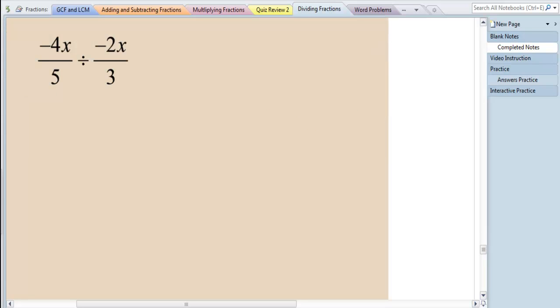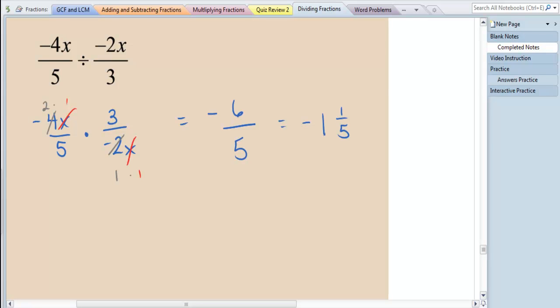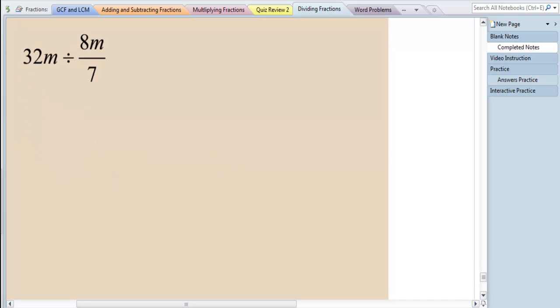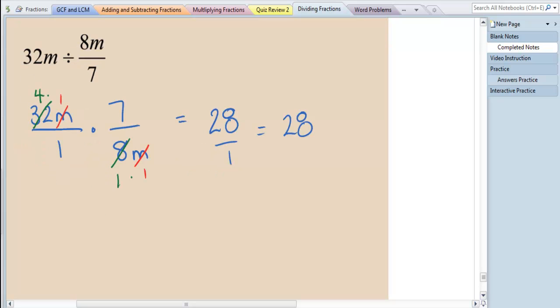Try this next problem and see how you do. I ended up with positive 1 and 1/5. We do have two negatives here, so therefore our answer is positive. Notice that I had accidentally dropped a negative, but I looked back at the original problem to double check. Negative divided by negative should give me a positive. On the next page, try the next problem. You should end up with -2x over 3. Go ahead and try this last problem. I ended up with 28. Feel free to check my steps. Make sure that you're cross-canceling. That is essential with these problems.